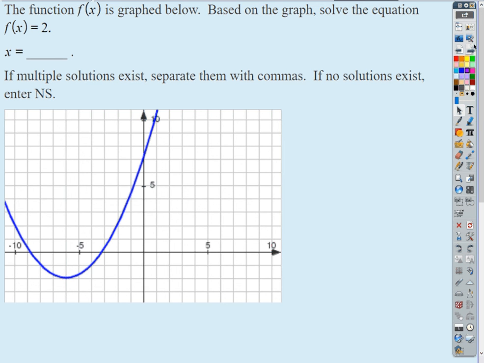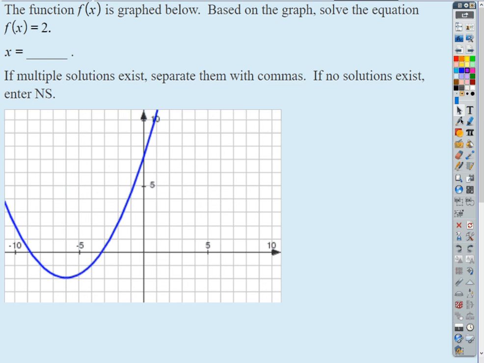So it's asking, what's going to be the input value that's going to give me an output of 2, right? So I'm just looking for all of the places on my function where the output, which is y, output's y, right? Wherever the y is 2, those are the places I'm looking for. I want to know the input values, the x values where the output is 2.